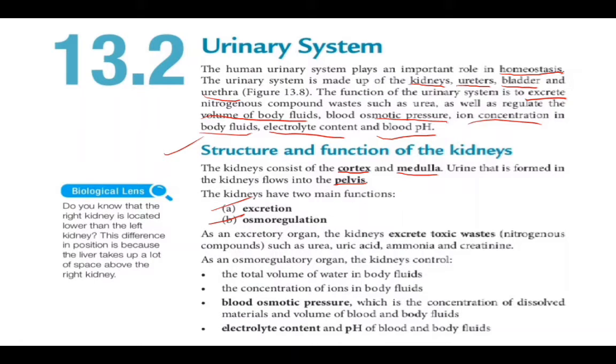So as an excretory organ, the kidney excretes toxic wastes such as urea, uric acid, ammonia and creatinine. As an osmoregulatory organ, the kidneys control the total volume of water in body fluids, control the concentrations of ions in body fluid, control the blood osmotic pressure, which is the concentrations of dissolved materials and volumes of blood and body fluid, and also control the electrolyte content and pH of blood and body fluids.